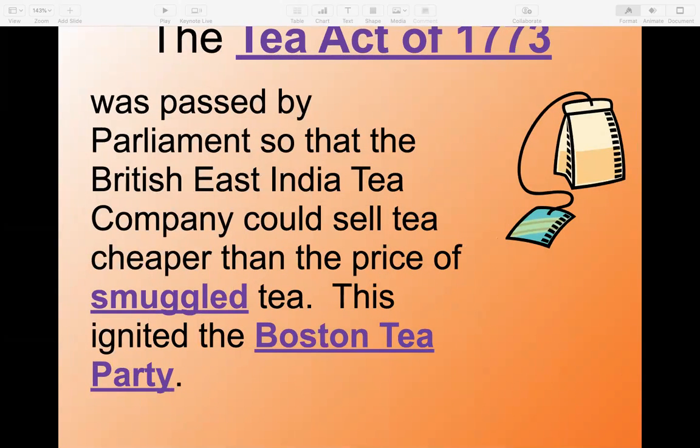The Tea Act of 1773 was passed by Parliament so that the British East India Tea Company could sell their tea cheaper than the price of the smuggled tea. This ignited the Boston Tea Party.